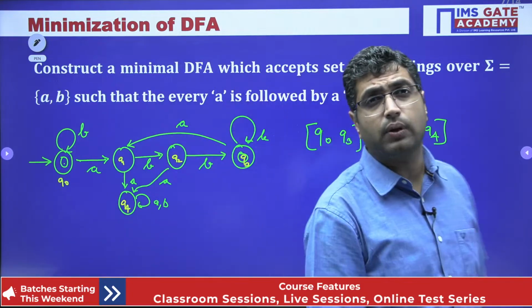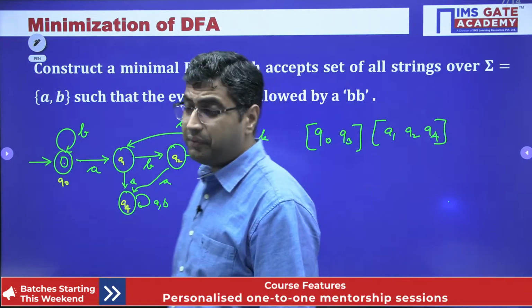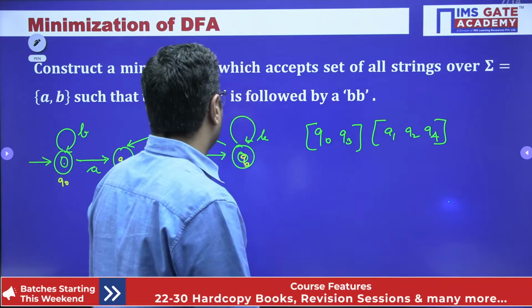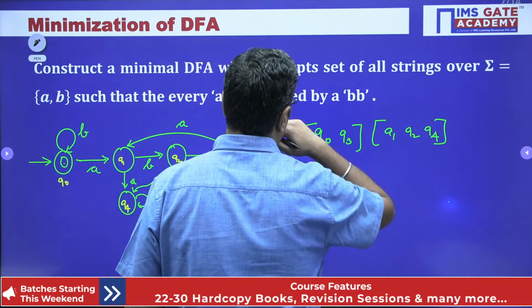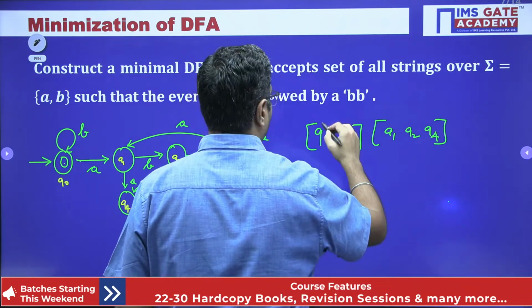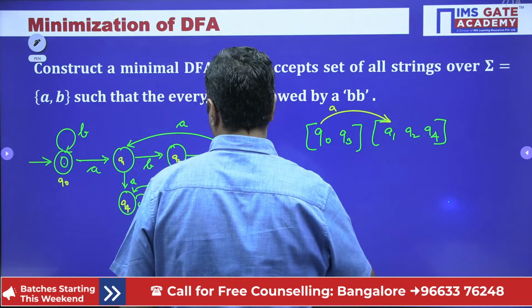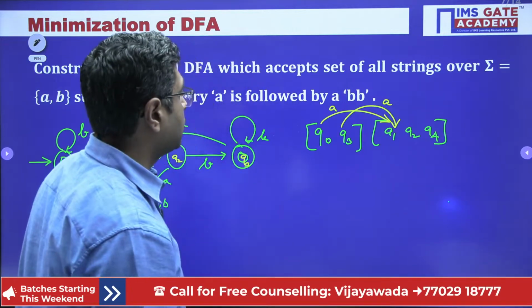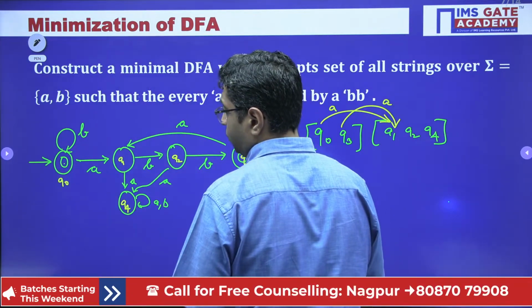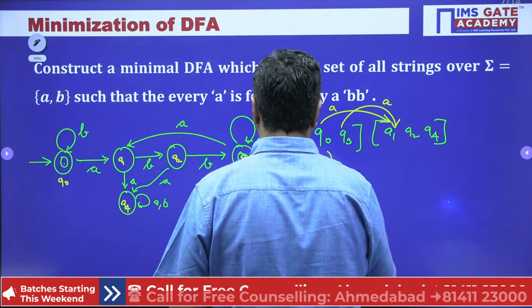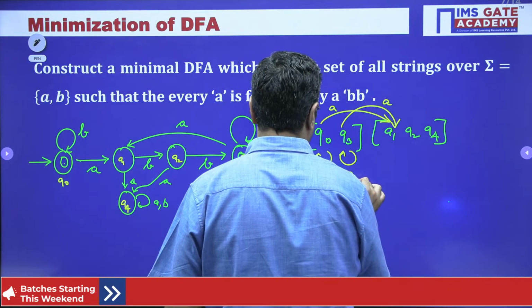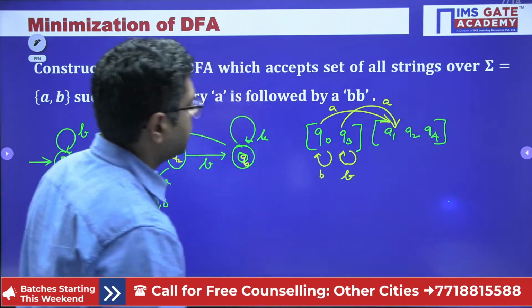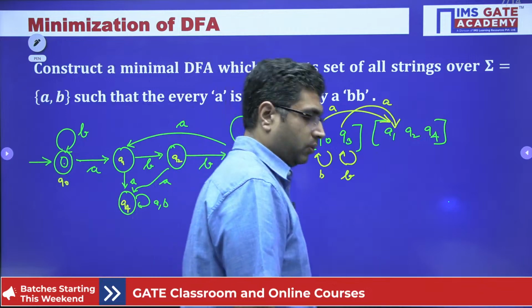Now we have to find out the set behavior. There are two elements here, so let's find out their set behavior first. Q0 on A goes to Q1. Q3 on A goes to again Q1. So they have similar set behavior. Q0 on B goes to Q0 itself. Q3 on B also remains at Q3 itself. So they have similar set behavior. There is no need to separate these.